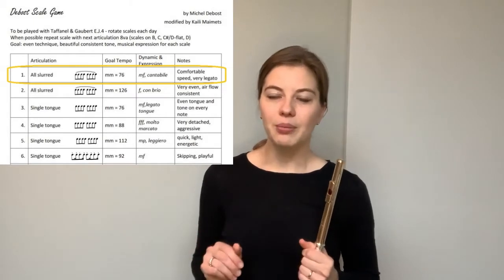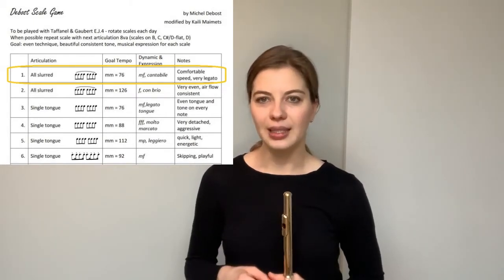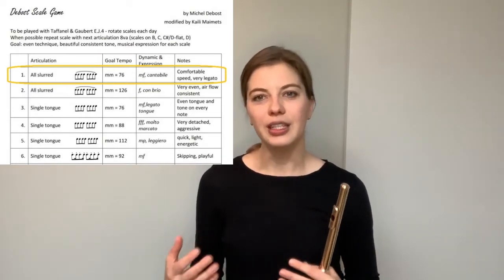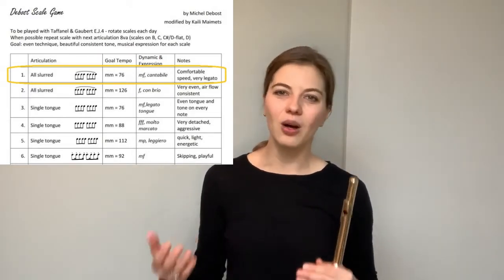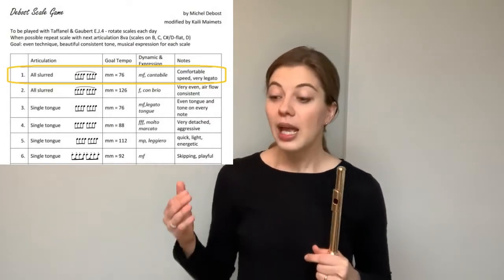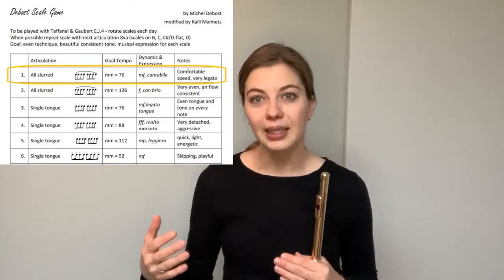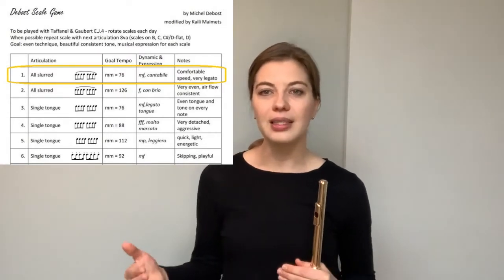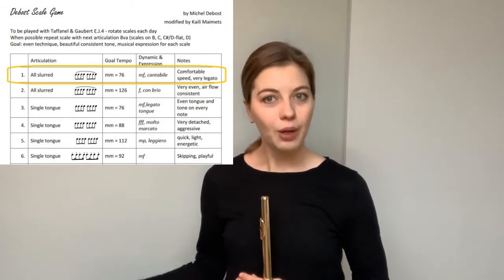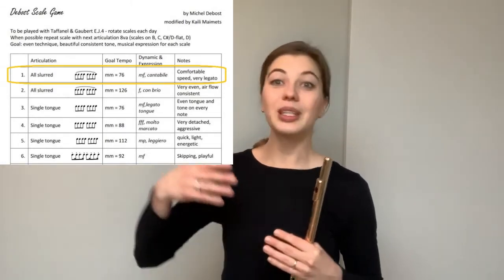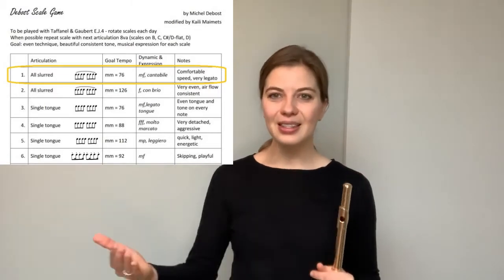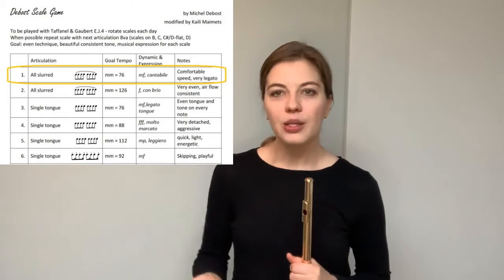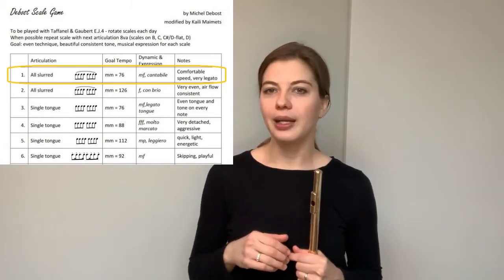Now, what's so nice about this scale game that Michel Debost has created is that he's indicated a musical expression for each articulation. So we're not just playing all slurred, all tongued, double tongued, whatever. We're going to be playing the scales musically. And he's given us some examples of where these types of articulations occur in the repertoire. So we can dream ahead that, oh yeah, I'm practicing this articulation pattern because I want to play this particular piece. So this first scale, we're going to play it all slurred.